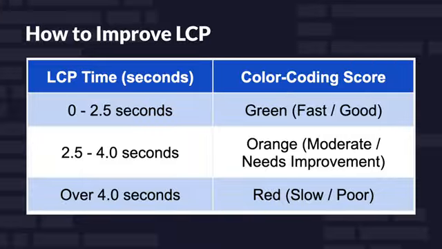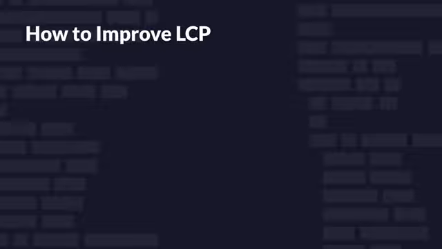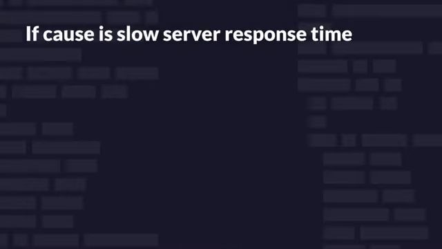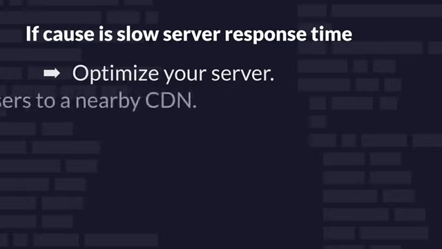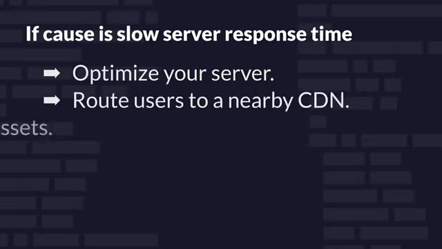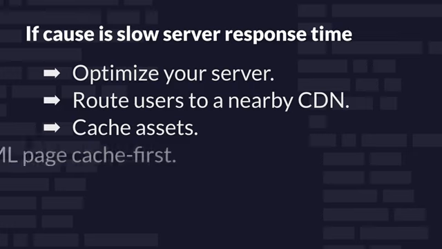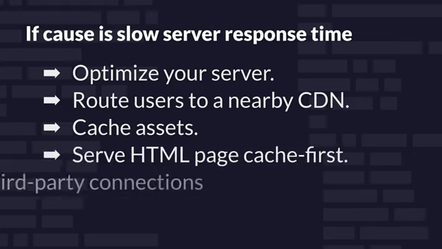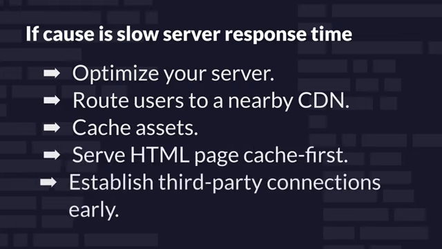Slow server response times is the first thing you should tackle when optimizing for performance. Faster server response will typically impact and improve every page loading measurement, including LCP. If the cause is slow server response time, you need to optimize your server, route users to a nearby CDN, cache assets, serve HTML page cache first, and establish third-party connections early.